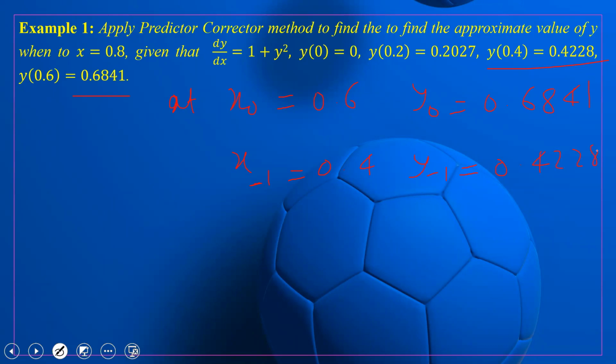This is equal to 0.4228. Similarly, x minus 2 is equal to 0.2. What is y minus 2, which is equal to 0.2027. And the last, x minus 3, which is equal to 0. What is this? It is y0, sorry, y minus 3. It is y minus 3 is equal to 0.